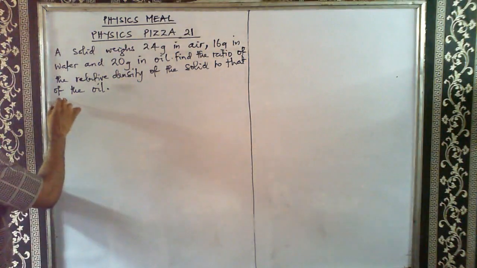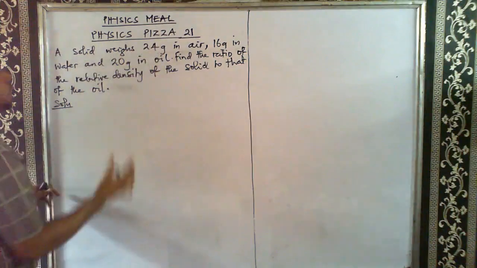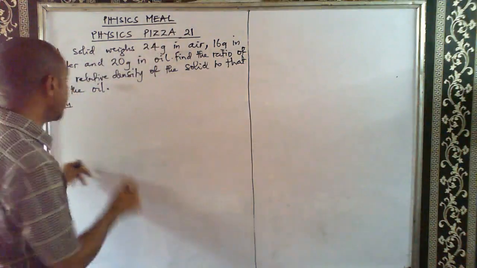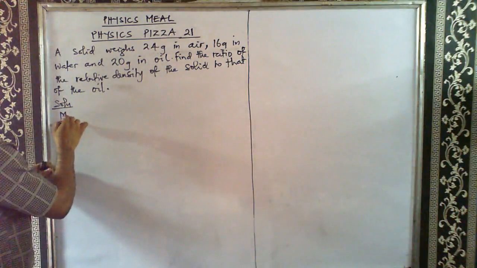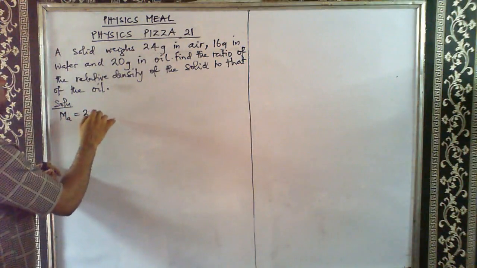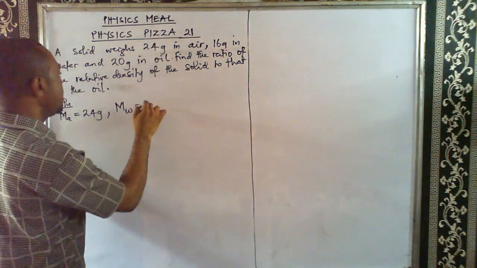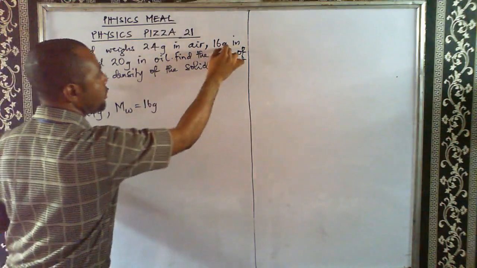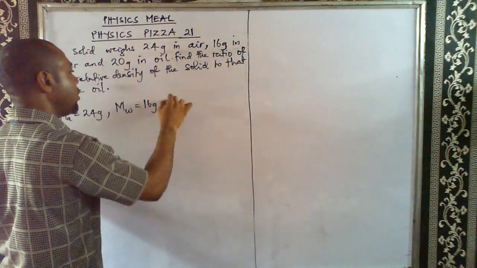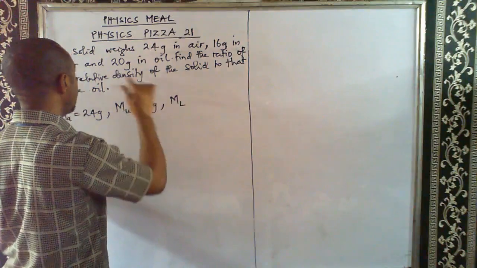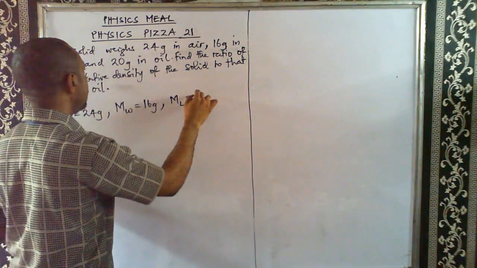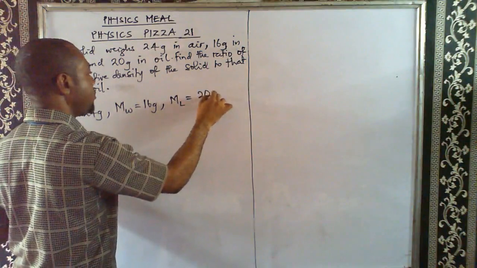So quickly, the weights were given in terms of mass. Mass of the solid in air, 24 gram. Mass of the solid in water is 16 gram. Mass of the solid in another liquid, oil, is 20 gram.